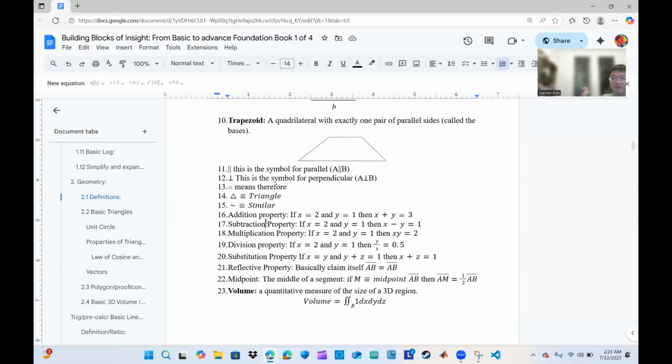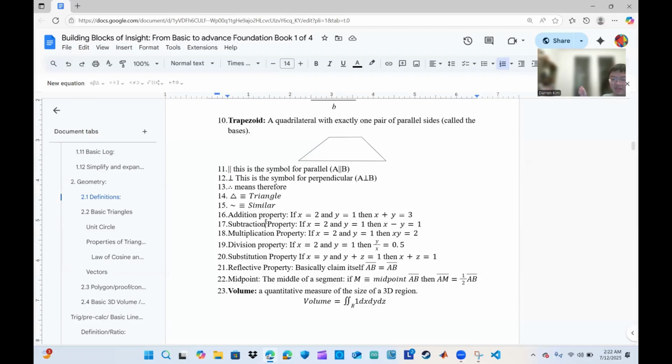It's the only property that is not really present in algebra, because in algebra, what are you going to say? 4 equals 4, what value does that have? In geometric proofs, there is some value to that. So we're going to actually explain that.